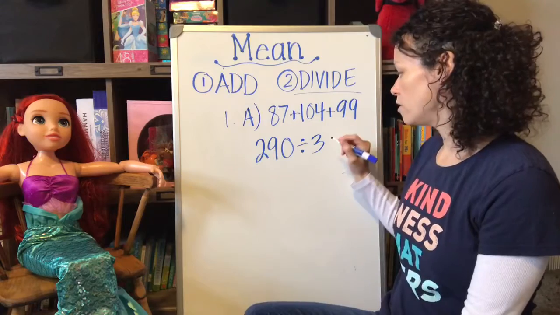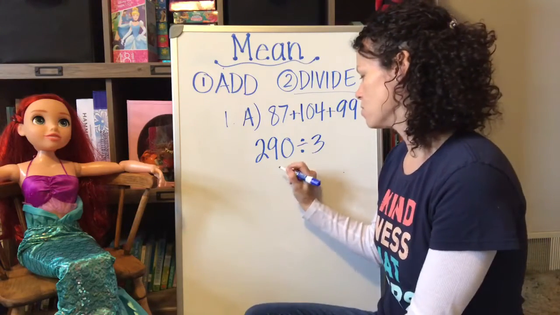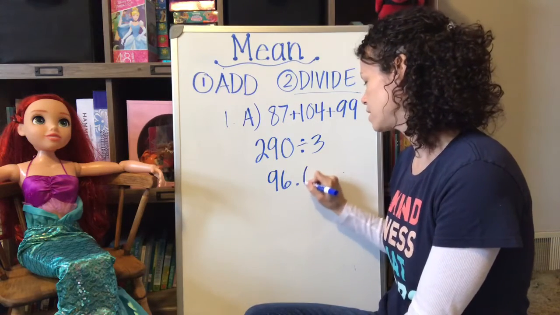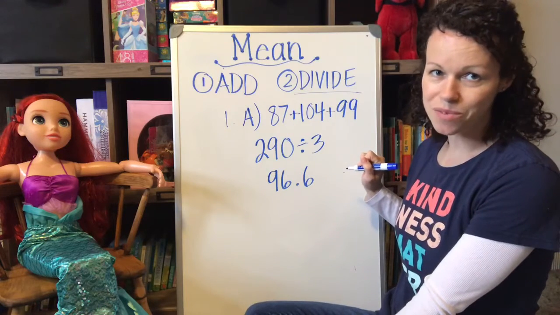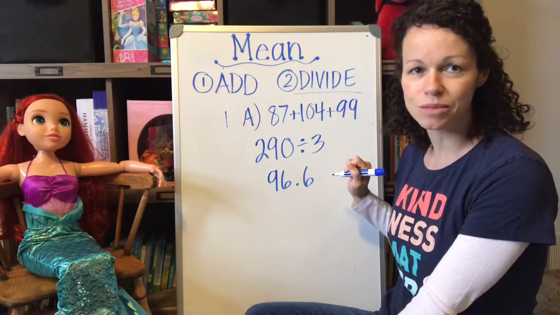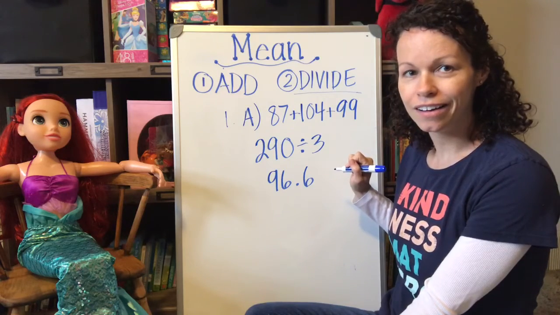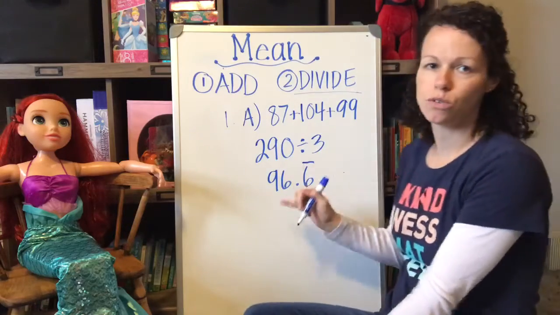So when we do 290 divided by 3, we actually get one of those repeating decimals. So we get 96.6, and it goes on and on and on forever. Do you remember what we do when we have one of those kind of decimals? It's been a while, huh? Yes, we make a line over it. So this is the actual official answer.